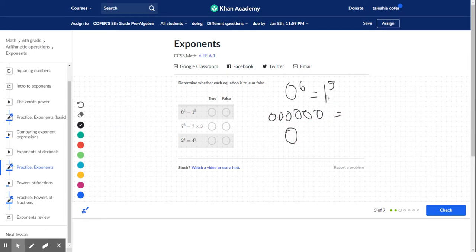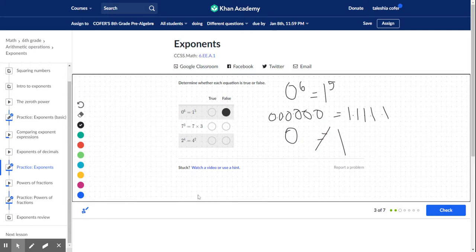I need to see if that's equal to 1 to the 5th power, which is 1 times 1 times 1 times 1 times 1. 2, 3, 4, 5. 1, no matter how many times you multiply by itself, you'll still end up with 1. 0 is not equal to 1, so this is not true. So it has to be false. Let's try out the next ones.